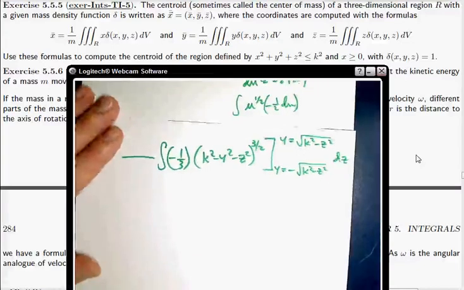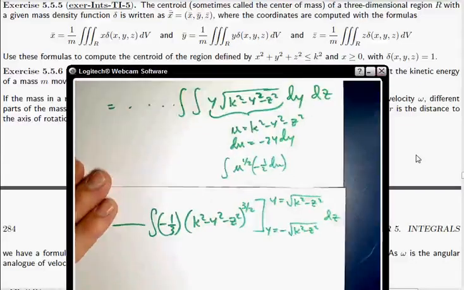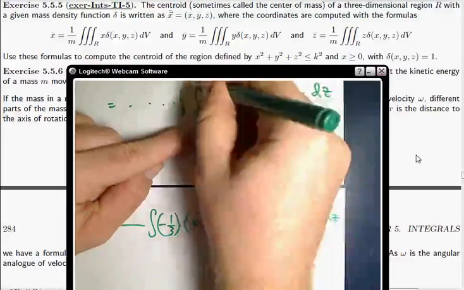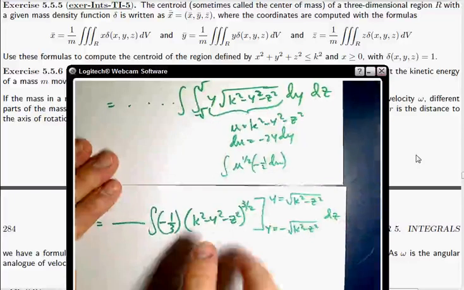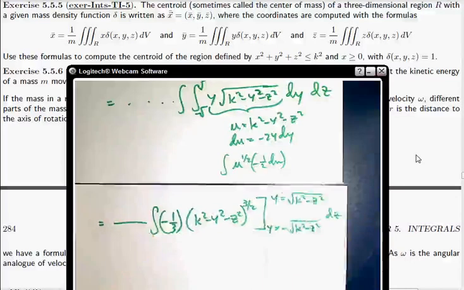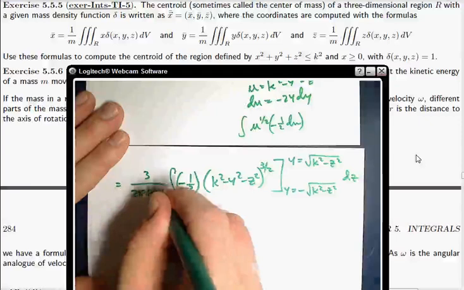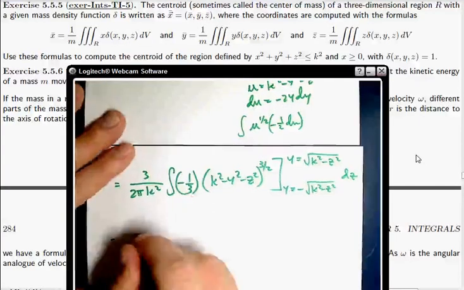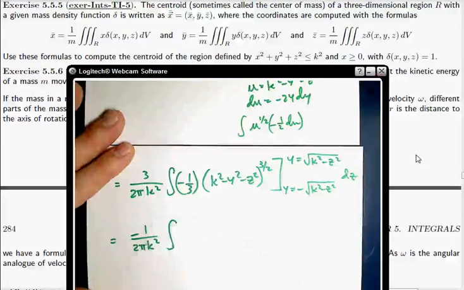Did I do this right? I think that's right. So I was working on this dy integral, which went from a negative square root to a square root. The antiderivative here was this negative 1/3 expression. The dz integral stays along for the ride. Plug in these values. Let's not forget the 3 over 2 pi k squared. Oh, conveniently that 1/3 and the 3 are going to cancel. So I get negative 1 over 2 pi k squared integral.